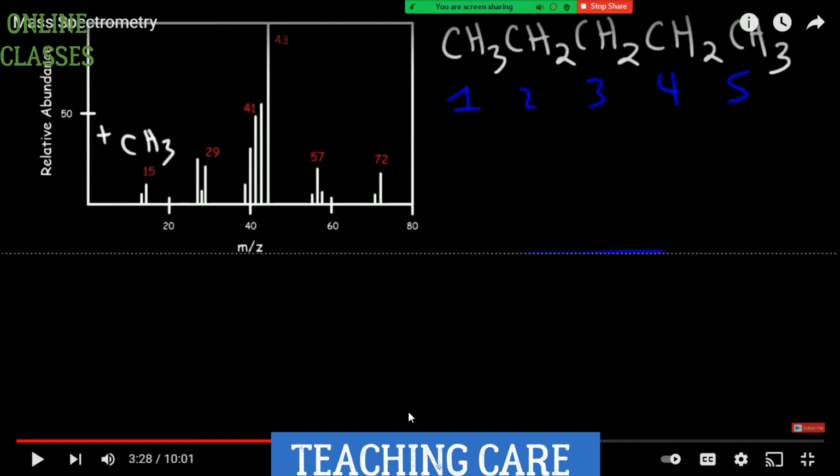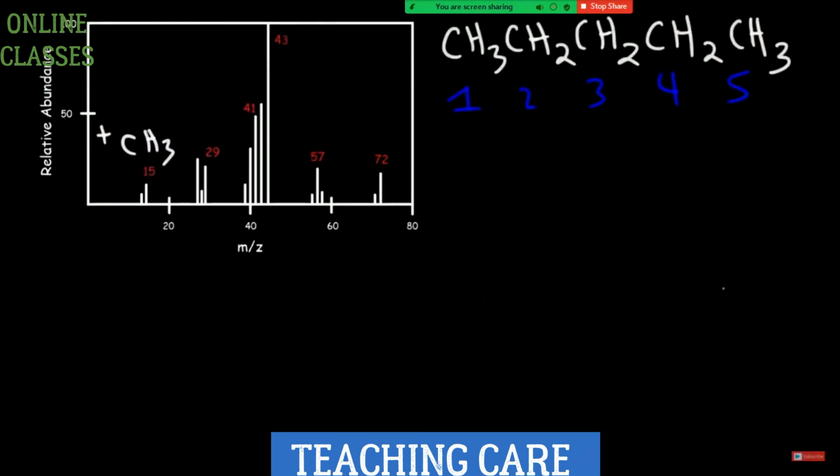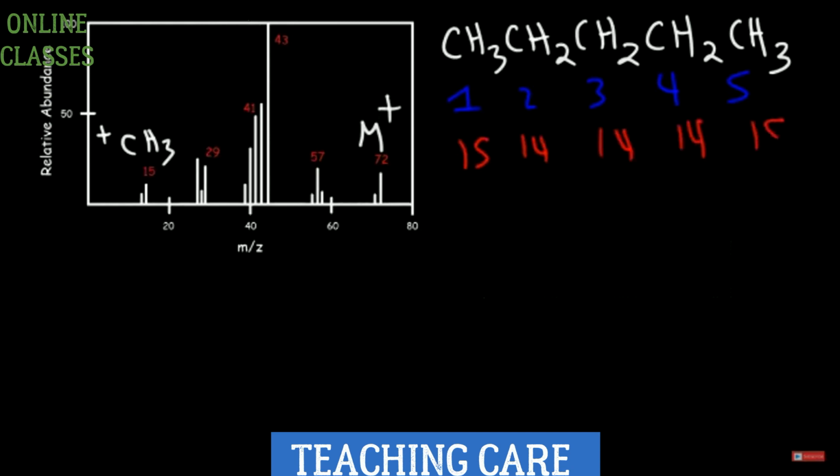Now what about the peak at 43? That peak is known as the base peak. It has a relative abundance of 100%. So everything is compared to the base peak. The peak at 72 is known as the parent peak, also called the M plus peak. It's simply the mass of the compound. If you add up 15, 14, 14, 14, and 15, this will give you the total molecular weight of pentane, which is about 72 grams per mole. And so that corresponds to the M plus peak.